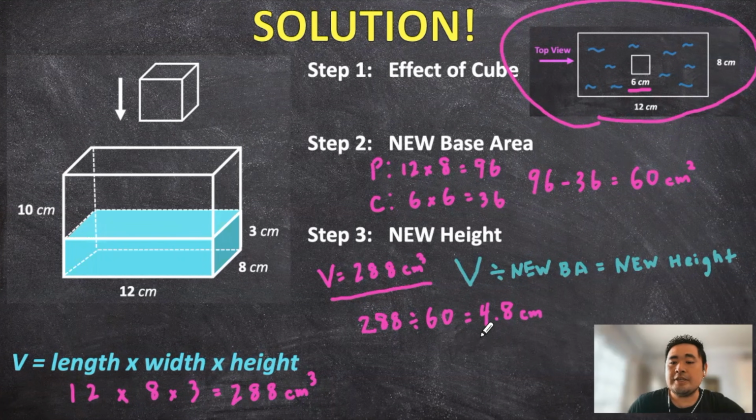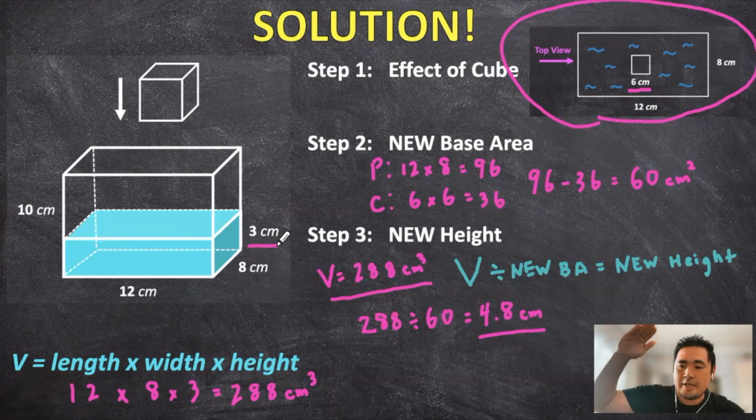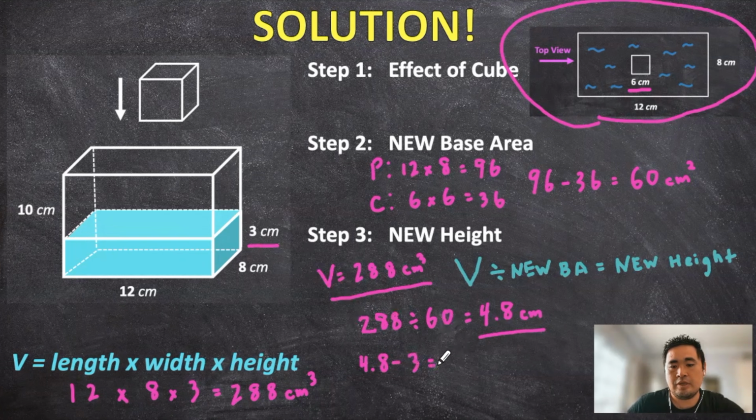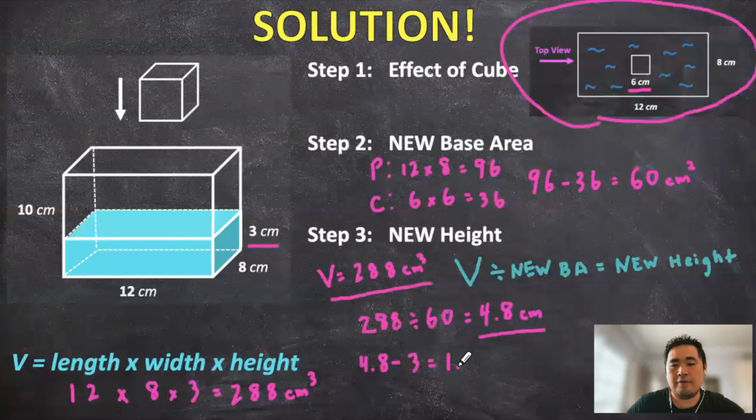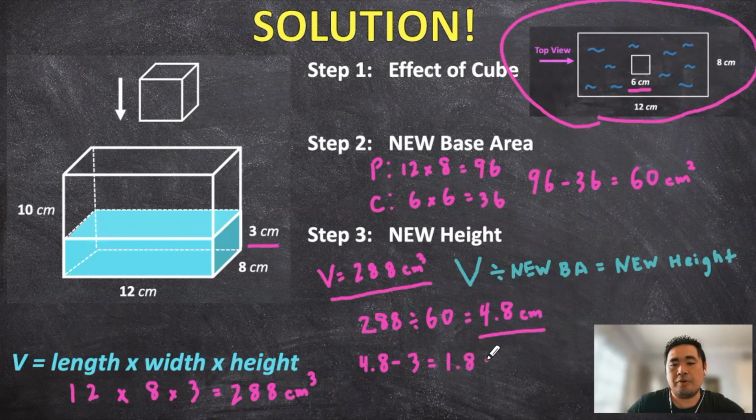And then because the new height is 4.8 centimeters and our original height of the water was 3 centimeters, the question asked how much did the water level rise? So the answer is in the difference of the two numbers. So we can take the 4.8 and subtract the 3 and say that the water level rose 1.8 centimeters, which is our final answer.